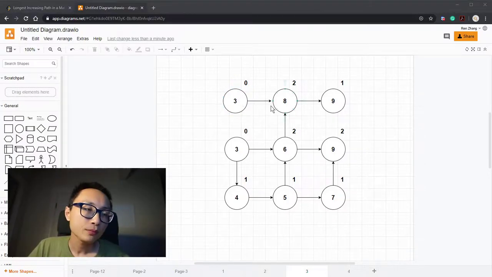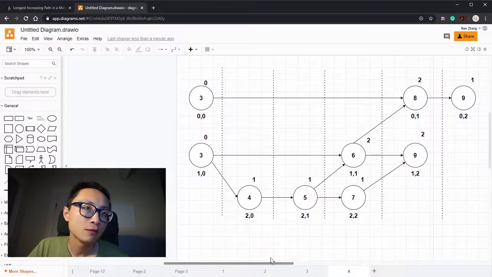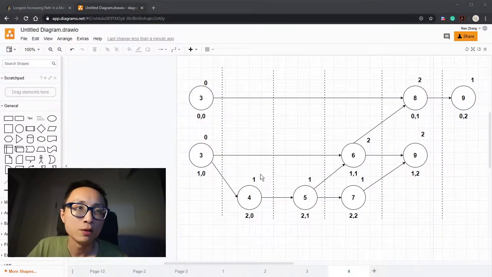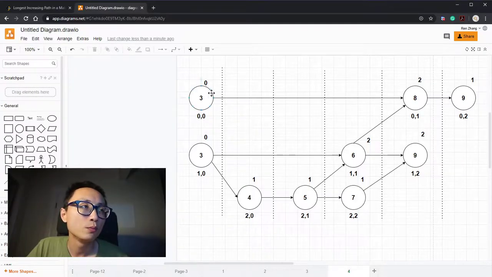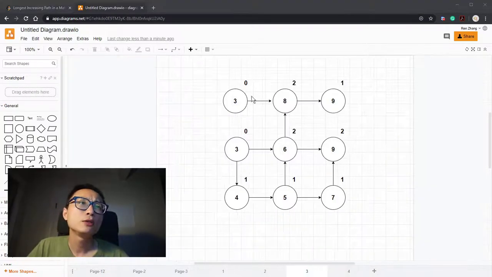So let's visualize this. If we were to choose to do the BFS search, it will look like this. It will be level by level. We can definitely also do a DFS search.